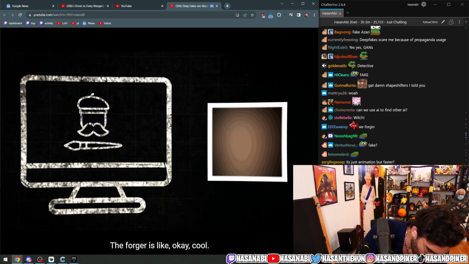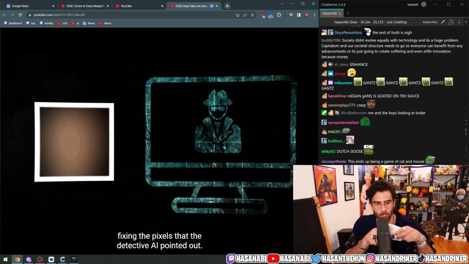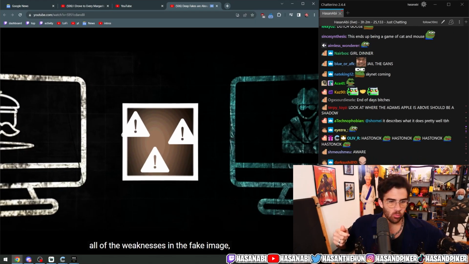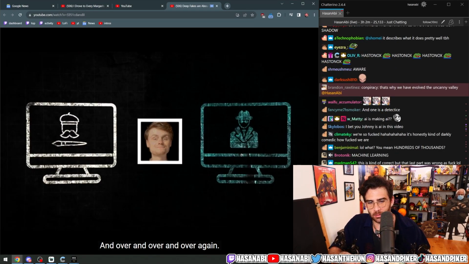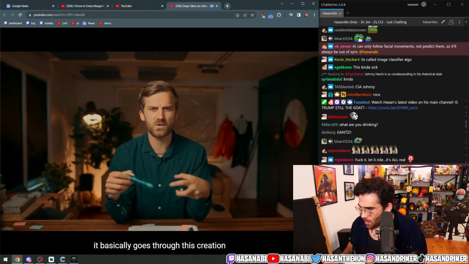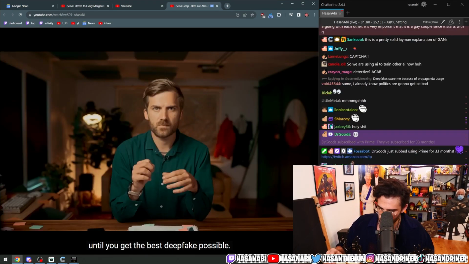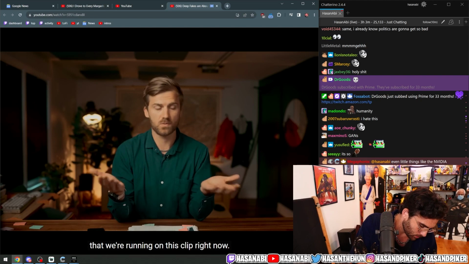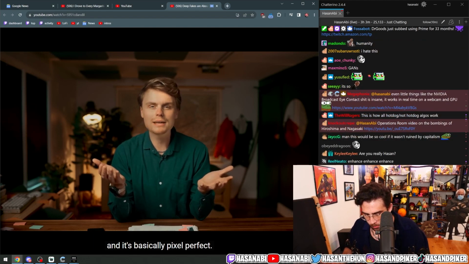The forger is like, okay, cool, let me try again. And it goes away and it makes another image, fixing the pixels that the detective AI pointed out. Then it shows it to the detective. The detective AI once again points out all of the weaknesses in the fake image. And the forger goes back and makes a new one. And over and over and over again. And so the longer you give one of these AI models to train on, it basically goes through this creation and improvement cycle over and over until you get the best deepfake possible. There are many ways to train a deepfake, but this is the most common, and it's actually how we got the deepfake that we're running on this clip right now. My face is slowly morphing into something else, and it's basically pixel perfect.